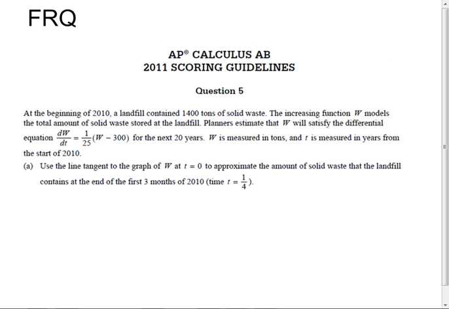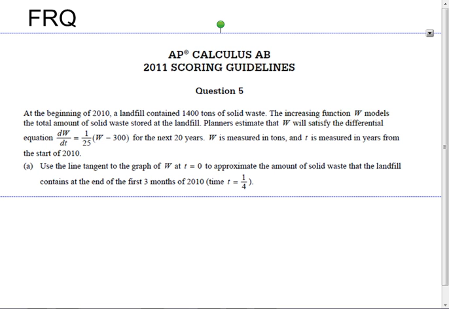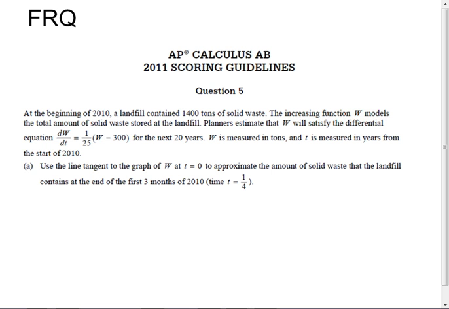But here's a free response. We've done this problem. This is the waste problem. And maybe I should have copied the whole thing because you need to solve that differential equation. I graded this one. It wasn't pretty. At the beginning of 2010, a landfill contained 1,400 tons of solid waste. Did I do this in here? I don't remember.